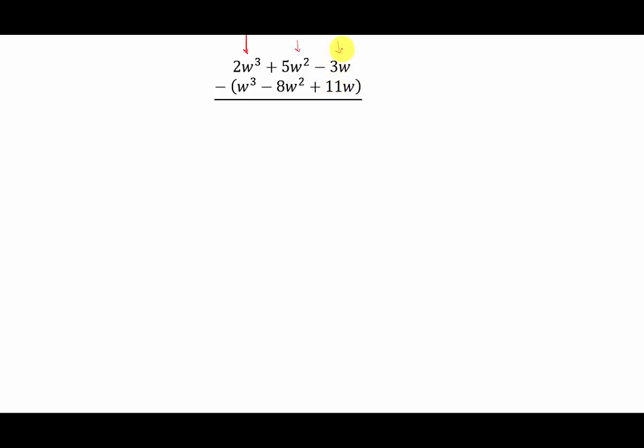We just need to subtract. So 2 minus invisible 1. 2 minus 1 is just 1. So I'll do a 1w cubed. 5 minus negative 8. That's subtracting a negative, so it's the same thing as saying 5 plus 8, which would be 13. And we have our w squared. And then negative 3 minus 11, which would be negative 14w.